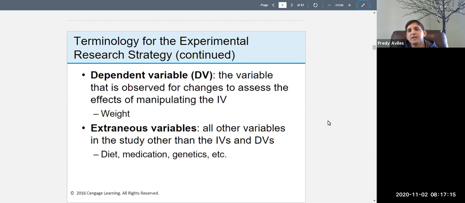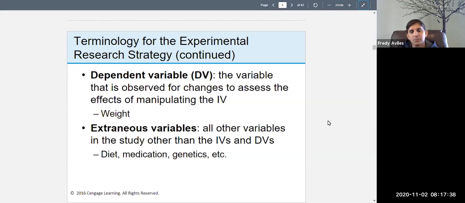So if your independent variable, let's say, is exercise, that's what you're varying, okay? Then the one you measure afterward, your dependent variable, can be weight. Or if you're varying the amount of alcohol, your dependent variable can be aggression. That's what you measure afterward. So that's the dependent variable. It's the one that you measure afterward.